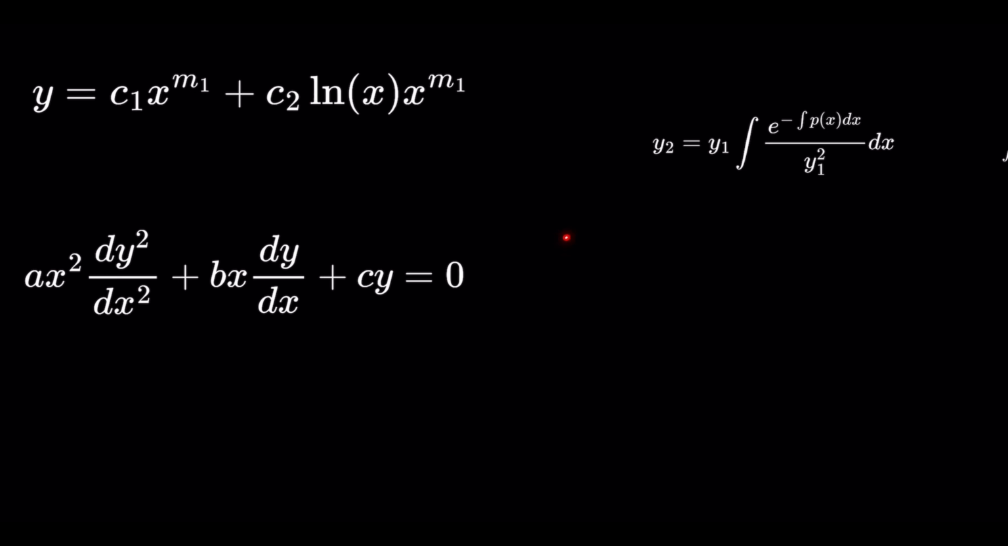We already know that the first solution of the equation is y1 is equal to x power m. But since this is a second-order differential equation, we should get two solutions. For the second solution, we'll use the known method, this one. We already have the value of y1 is equal to x power m, which can be substituted directly.